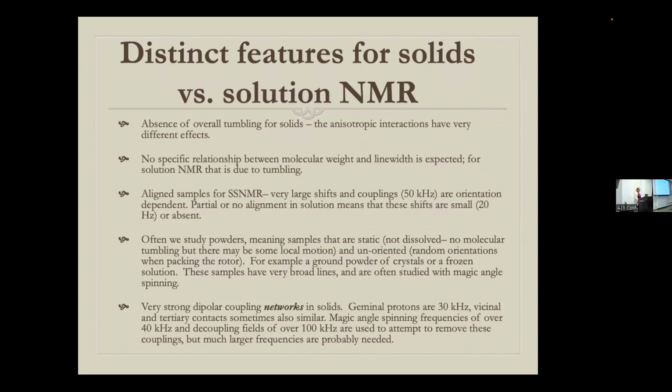Aligned samples for solid state NMR are going to show very, very large shifts in couplings, which are orientation dependent, and that's what we're studying today. But even if you align in solution, you get these tiny little shifts, just like ppm. No, not even a ppm. We're going to be talking about things that are like moving by 50 kilohertz, moving by more than the normal chemical shift range. And that has implications for the hardware that's needed for the experiment.